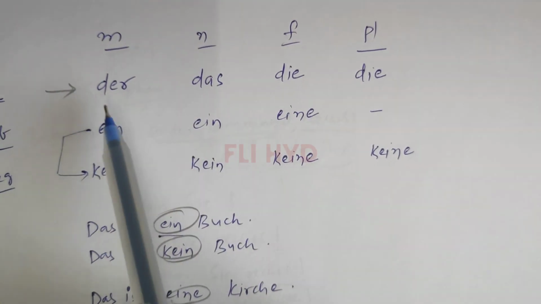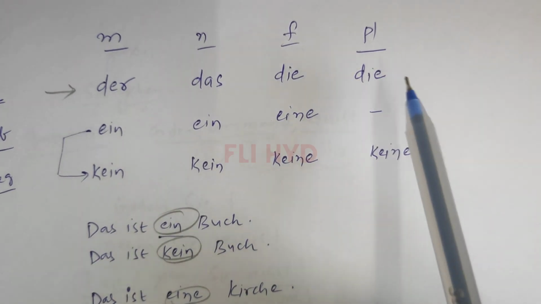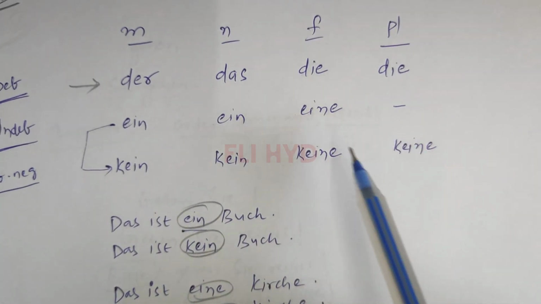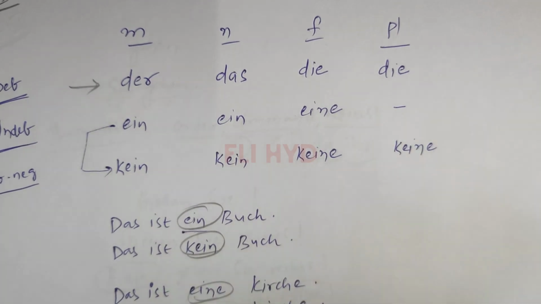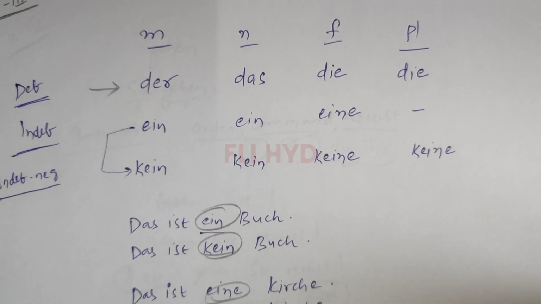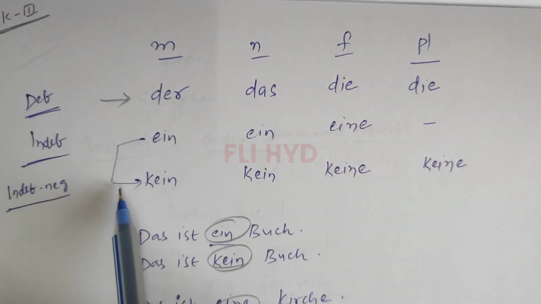We already learned the articles earlier, right? We learned the definite articles: male der, neutral das, female die, and plural die. Indefinite articles: male ein, neutral ein, female eine, plural we don't have. And indefinite negative: male kein, neutral kein, female keine, plural keine. This we learned in chapter 3.